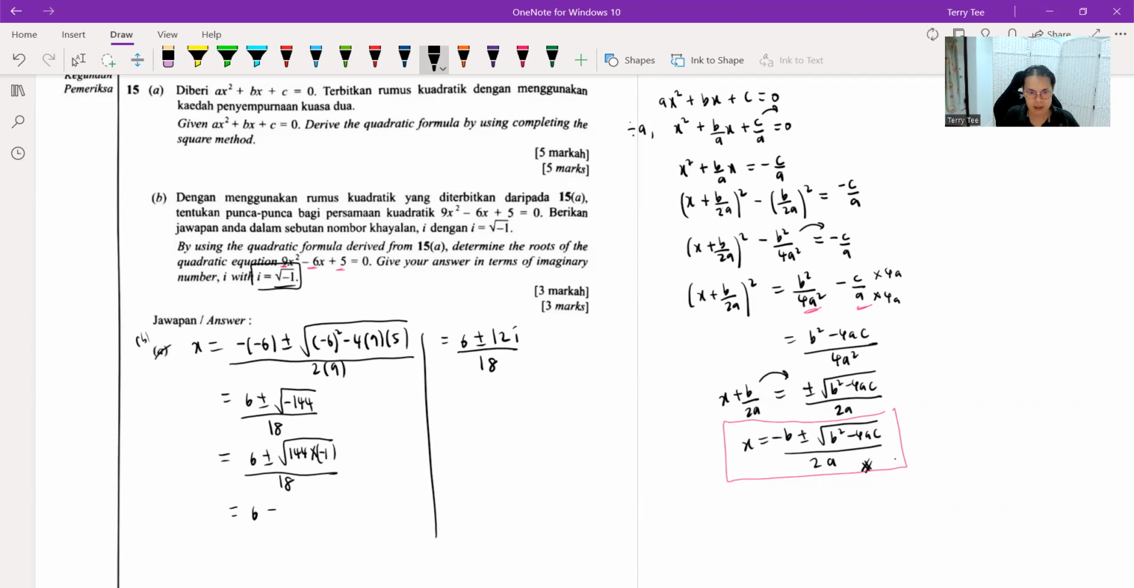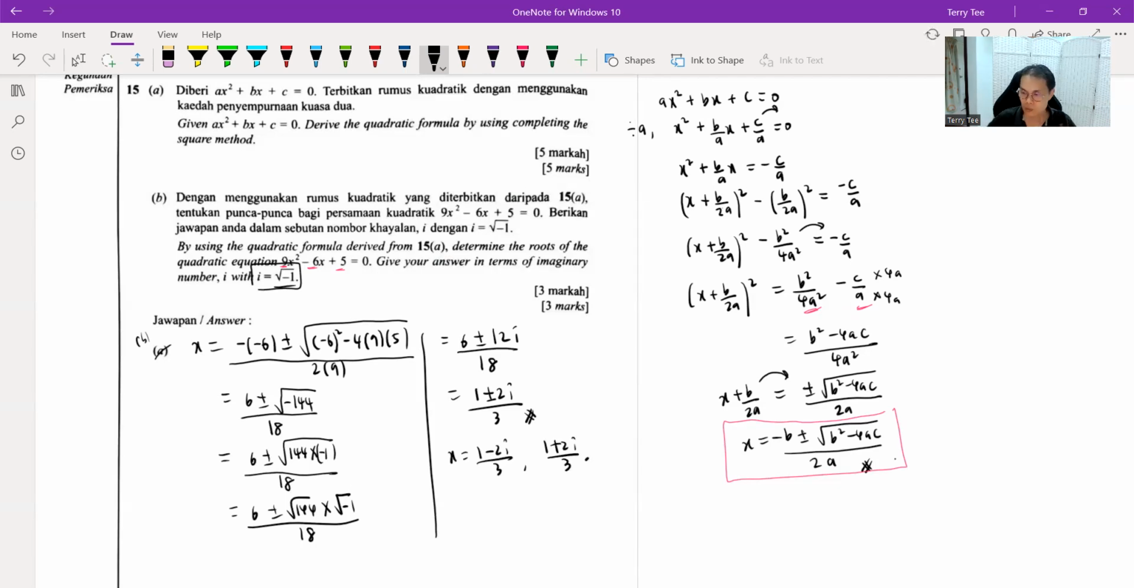You can write one extra step. Square root 144 times square root negative 1. Yeah, you can do that. So divide top and bottom by 6. You get 1 plus minus 2i over 3. Or you can write as a single term like this, or you can write separately 1 minus 2i over 3, 1 plus 2i over 3.